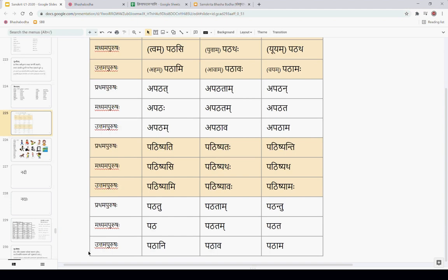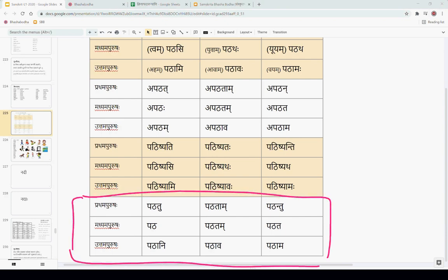So here you see the Lot Lakara koshtaka, the table, is there. Prathama Purusha: Patatu, Patatam, Patantu. Madhyama Purusha, obviously it makes sense: Patha, Patatam, Patata. Uttama Purusha: Pathani, Pathava, Pathama. The forms are there. But what does it mean? Aham Pathani means let me read. Aham Pathami means I will read, I read, or I am reading. But Aham Pathani means let me read.